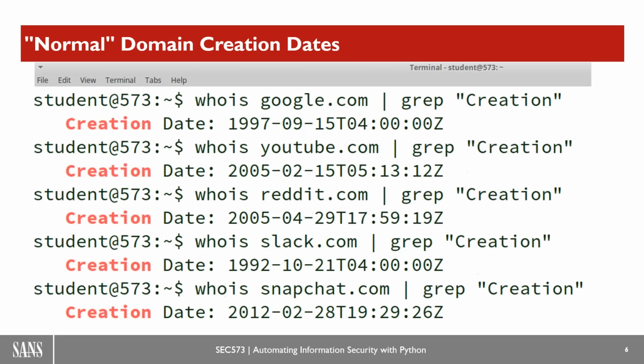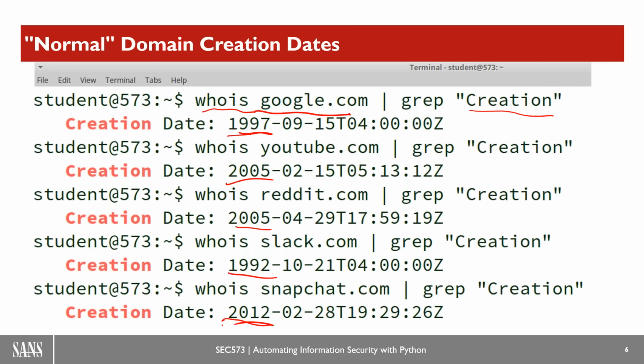First, is it effective? Well, let's use whois and actually look at the creation date for some commonly used domains. So here I'll ask whois to go get the record for Google. Then I'll grep for the line that contains the word creation. You can see here the creation date for Google was 1997, YouTube 2005, Reddit 2005, Slack 1992, and the baby of the group was Snapchat, 2012.